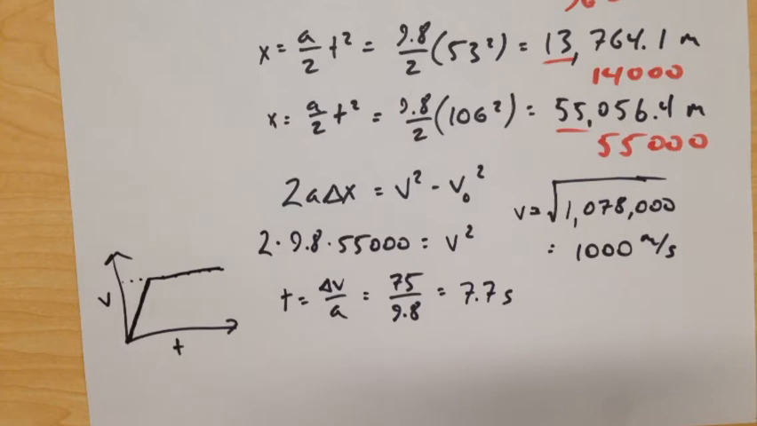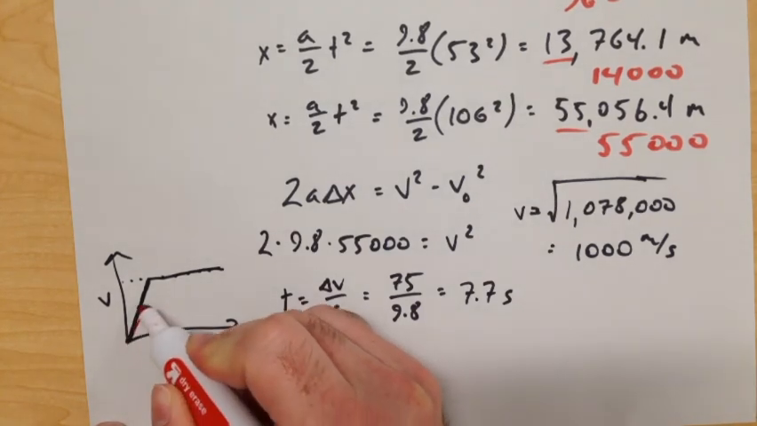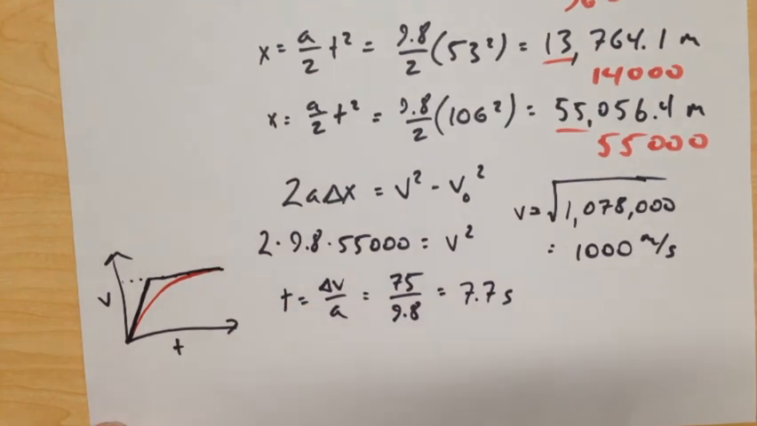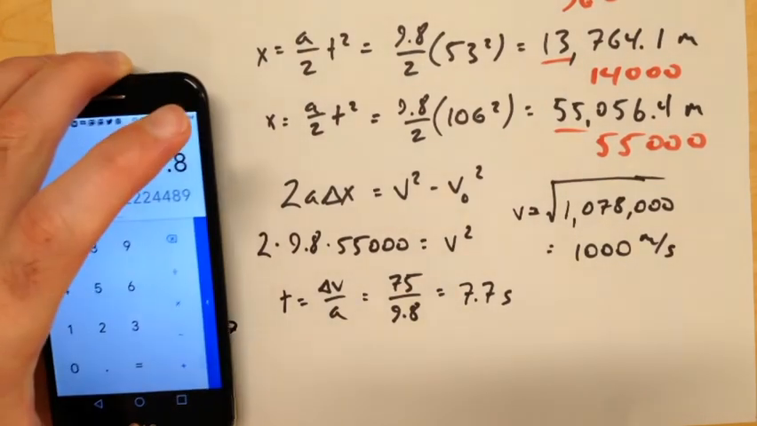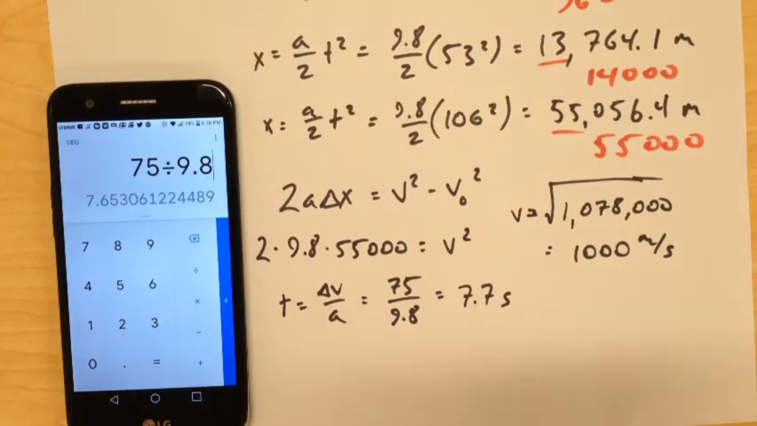In reality, the faster you go, the harder you're pushing the air out of the way, and the harder you push the air out of the way, the harder the air pushes back. So you're likely to have a more gradual approach to your terminal velocity. But that is really complicated physics. You'd have to do calculus and differential equations and stuff, and that's not what we're going to do right now. So 7.7 seconds it is. It's how long it would take you to accelerate to 75 meters per second if you accelerate at 9.8 meters per second squared. The next question, how far do you fall in that acceleration?